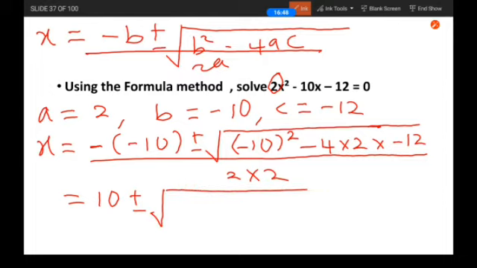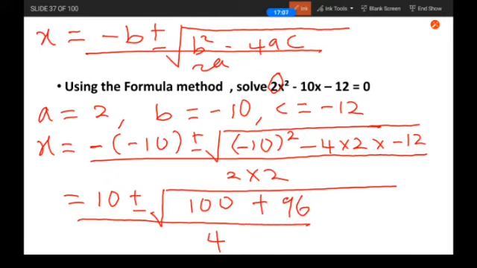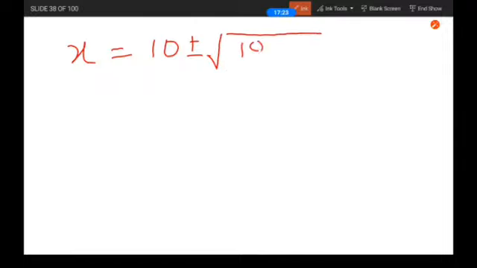So we have what here? Negative 10 squared will give us 100, right? Negative times negative is positive. 4 times 2, 8. 8 times 12 will give us 96. So what do we do? You add up. x will now be equal to 10 plus or minus the square root of 100 plus 96, which gives us 196, right? Remember everything over 4, don't forget that.